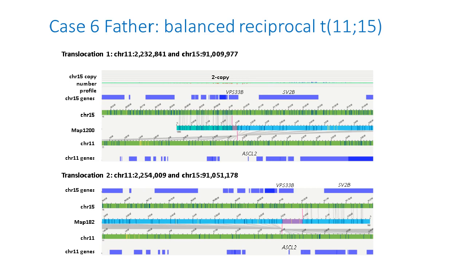These are the breakpoints here on chromosome 11 and chromosome 15. If you look at the copy number at the top, you can see that there is no copy number gain or loss on either of these chromosomes. This makes sense. The father is healthy. He doesn't have CDH.